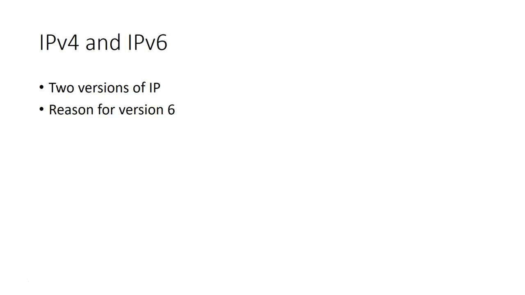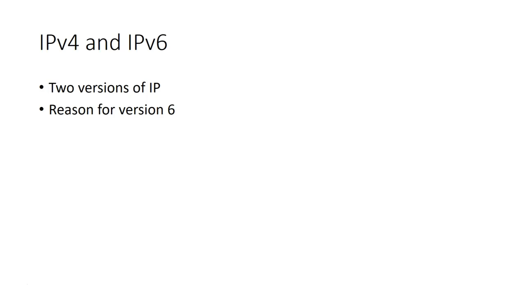Okay, there are two versions of IP, version 4 and version 6. IP version 4 is the most common one that you'll find in the workforce, and it has 4 octets. And IPv6 uses a hexadecimal format.